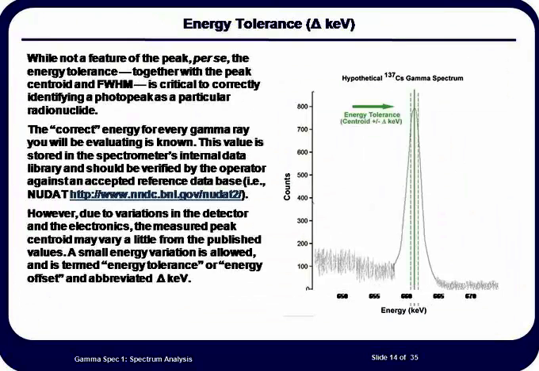The energy tolerance is a user-selected value that tells the software how far from the library-listed value you will accept the identity of a gamma ray peak. For example, the library has the gamma ray energy for cesium-137 listed as 661.6 keV. You, the user, have selected an energy tolerance of 0.5 keV.